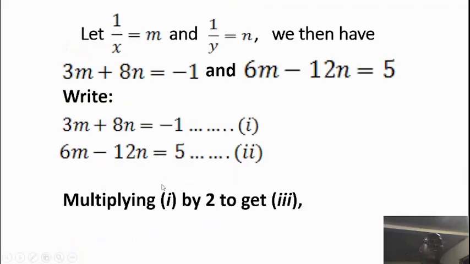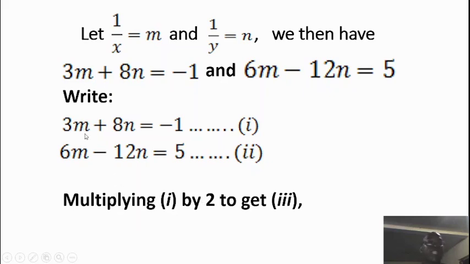We go on. We choose to say, let 1 over x be represented by m and 1 over y be represented by n, so that we can have something that we can easily handle. We now have 3m plus 8n equal to 1 and 6m minus 12n equal to 5. Then we rewrite them, calling them equations 1 and 2. This now looks exactly like what we have been solving, but we want to employ the elimination method here.